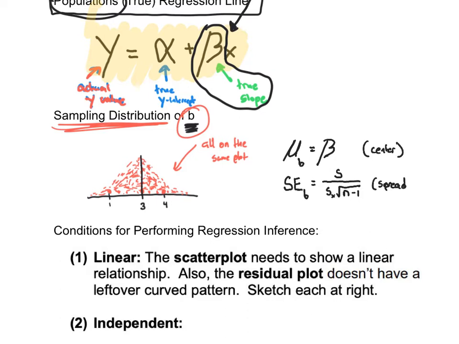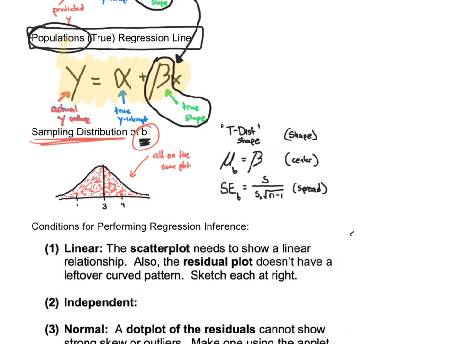And what else are we missing from our SOCS? We're missing the shape. Shape is important. Guess what it's going to take on? It's going to take on a t distribution shape. What does a t distribution look like? It looks kind of normal, but it's got some error involved in it, so we will want to take that into account.